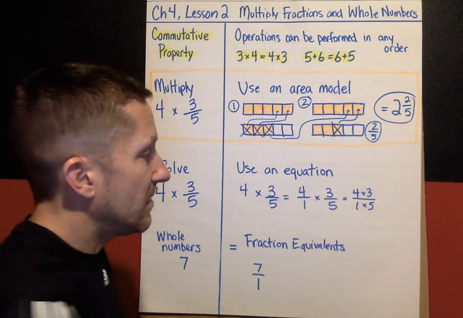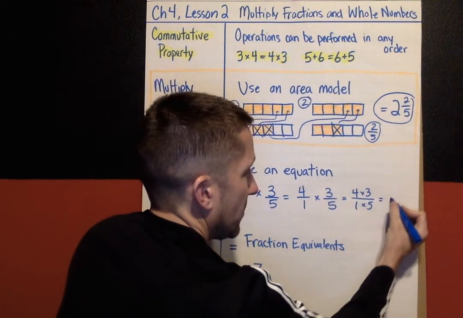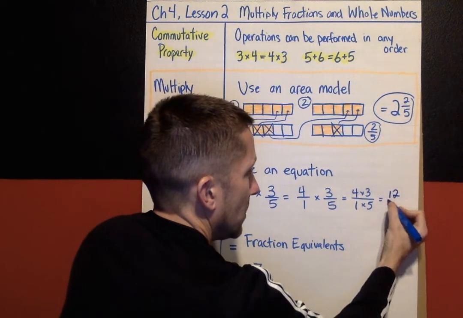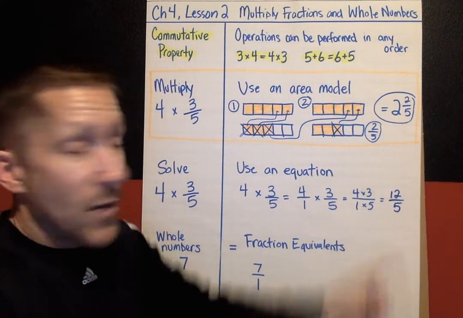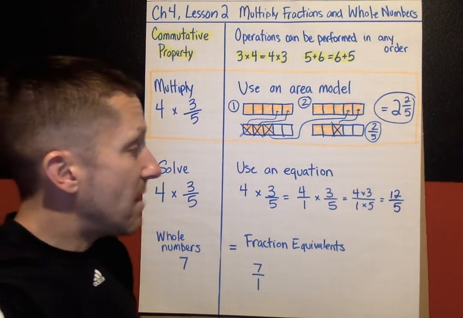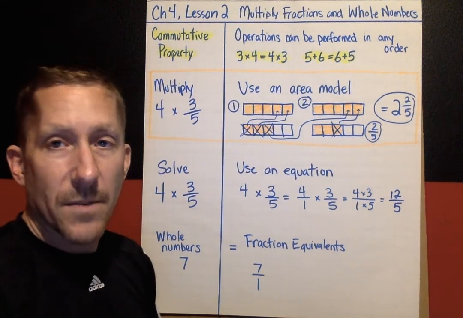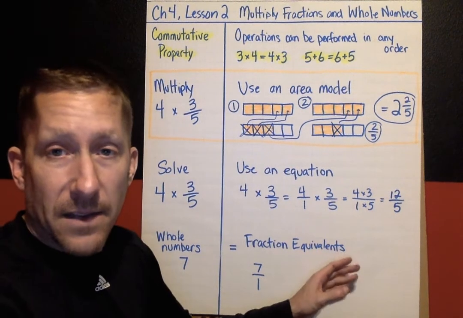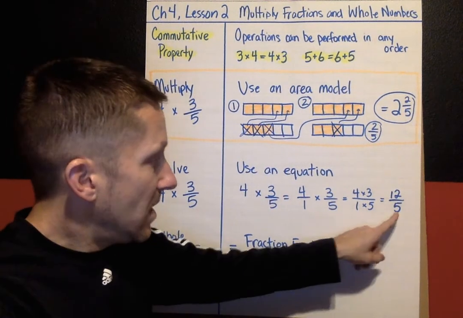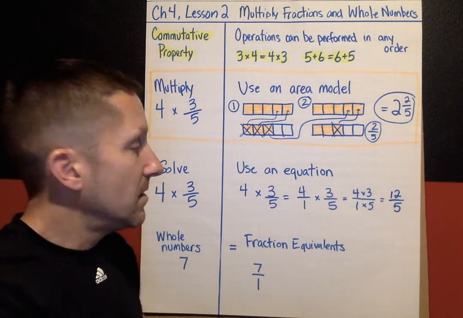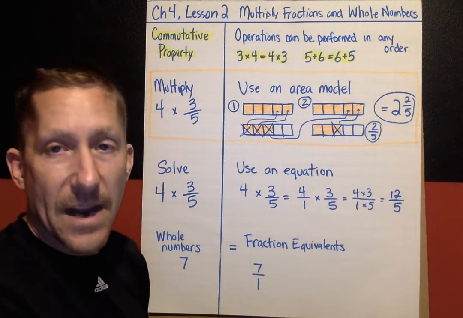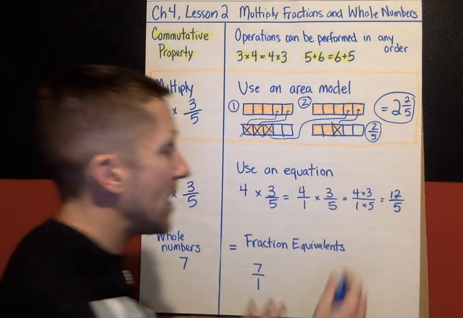Now I'm solving this. 4 times 3 is 12. 1 times 5 is 5. I have an improper fraction, so now I'm going to change it into a mixed number. To do that, I ask this question. How many times does 5 fit into 12? Well, skip count by 5s. 5, 10. It fits in there twice.